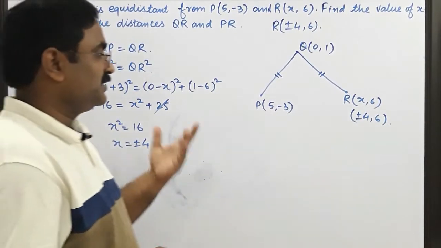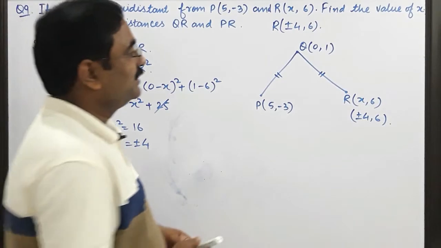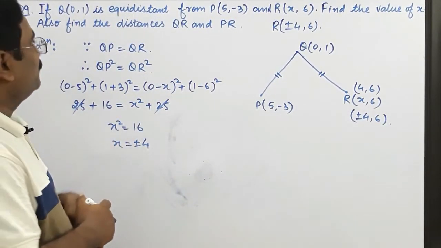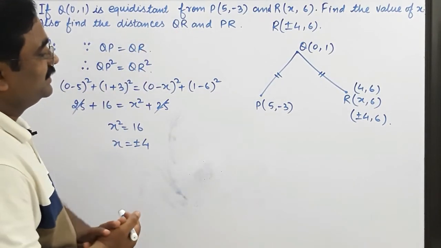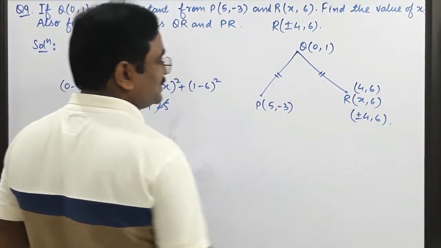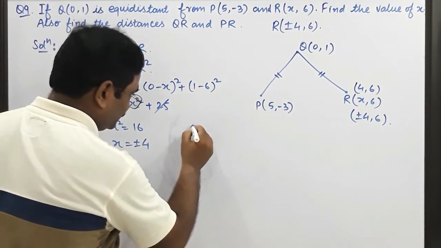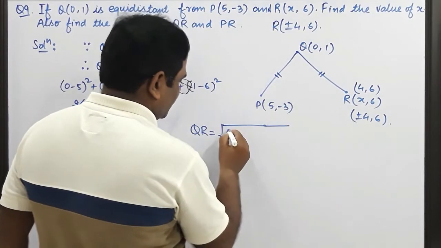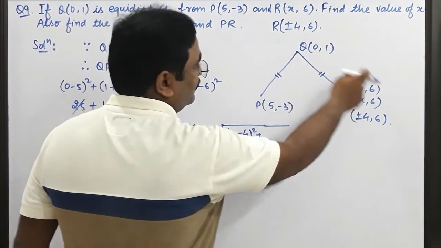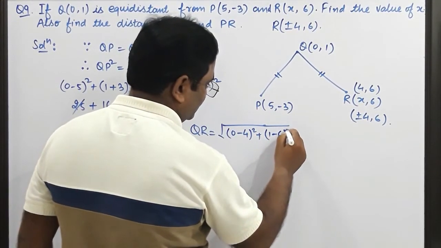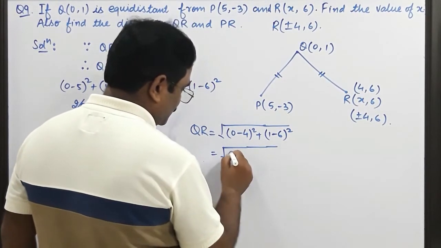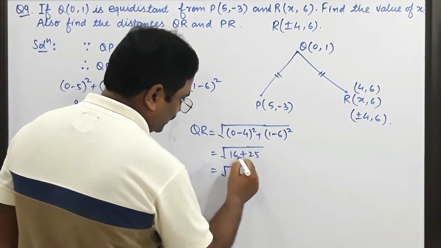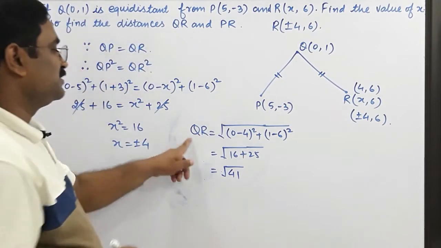Now after getting the value of x, चलो सपोज करो हम प्लस लेते हैं यहाँ पे, ठीक है. So what we are taking, this is plus 4 and 6. So after taking the value of plus 4, we need to find the distances of QR and PR. QR की distance find करनी है और PR की distance find करनी है. So therefore QR is equal to under root 0 minus 4 whole square plus 1 minus 6 whole square. So it is under root 16 plus 25, that is equal to under root 41. This is the measure of QR.